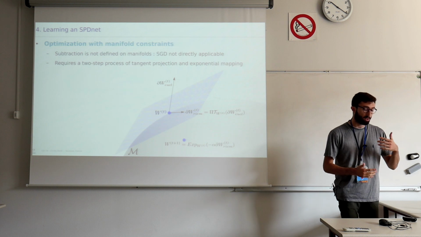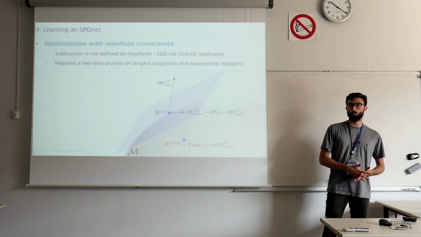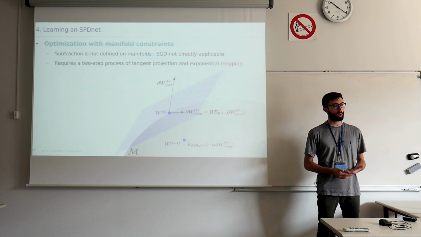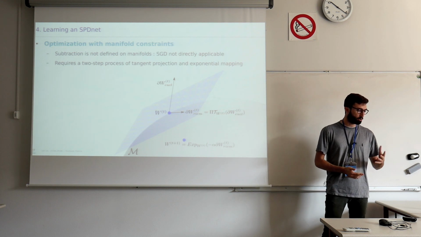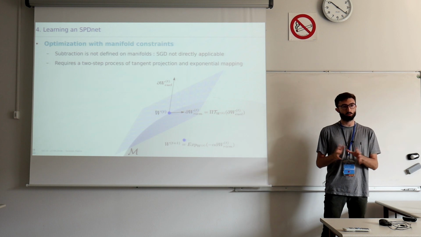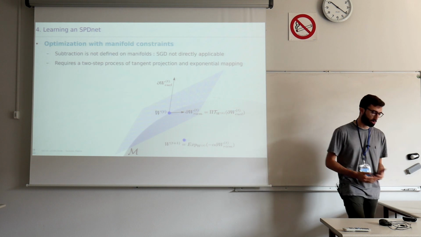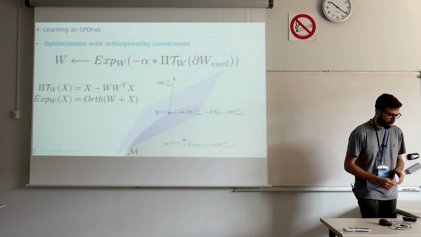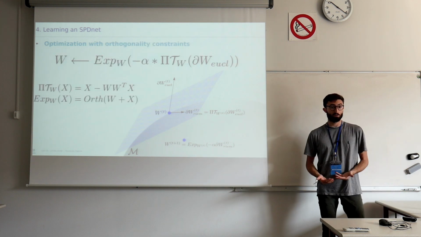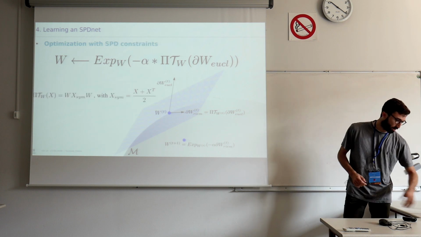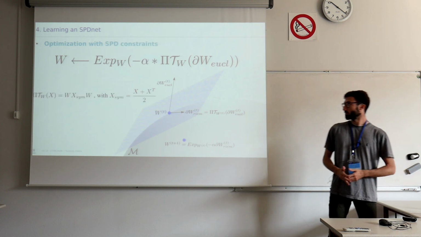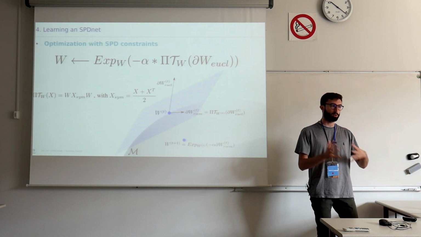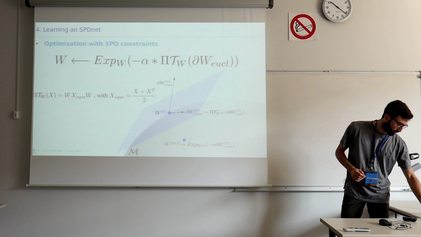So basically what this means is that all we have to do to be able to perform the learning with manifold constraints is to know the tangential projector and a retraction, so the exponential mapping, for instance. We do know them in the Stiefel case and also in the SPD case. So that's it basically. With all these tools, we're able to fully learn an SPD neural network.